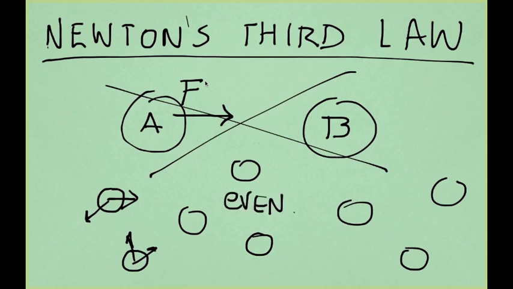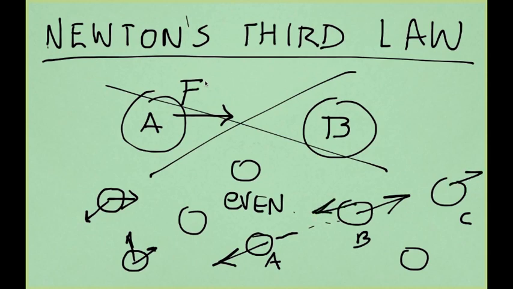Every time there is an interaction between two objects, both objects are affected. That means that for every interaction between two objects, there are two forces due to that interaction. If A interacts with B, there are two forces because of that interaction. If B interacts with C, then there are two forces related to that interaction, and so forth. So the number of forces in the universe must be even at all times.